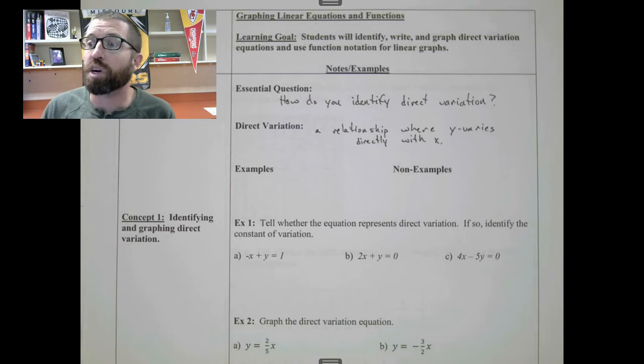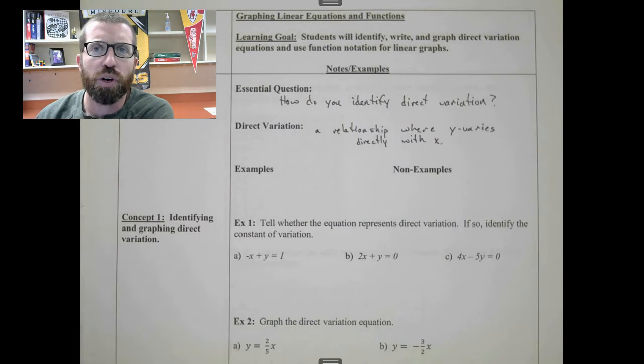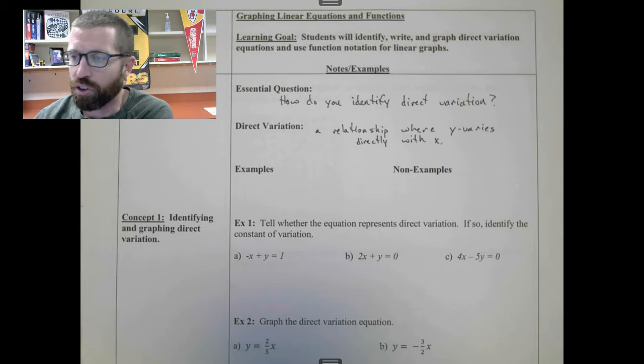In this video, we're going to talk about direct variation. Direct variation is a special relationship between an x and y variable. So we're going to look at how to identify direct variation. We're also going to look at writing direct variation equations.